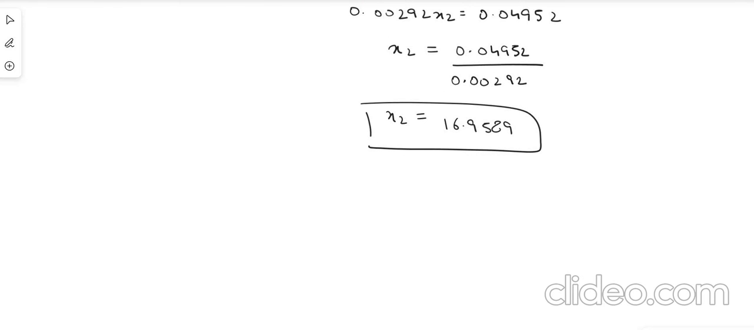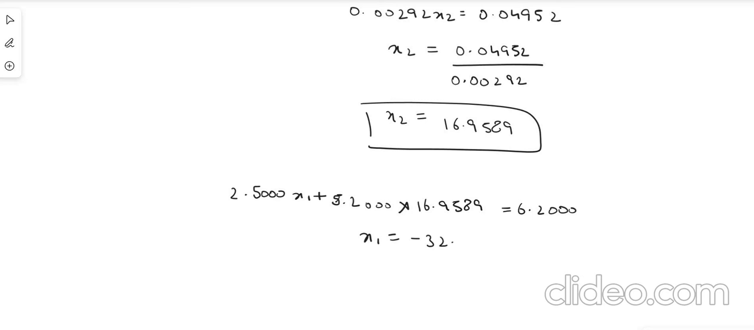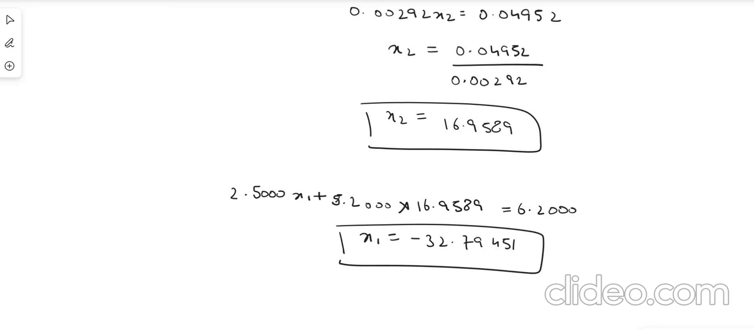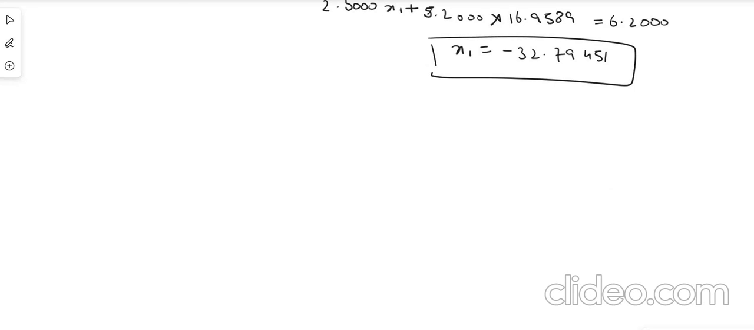Now using the value of x2 to get the value of x1, we put the value of x2 in the first equation, that is 2.5000 into x1 plus 5.2000 into 16.9589 equal to 6.2000. Solving the equation, we get the value of x1 equal to minus 32.79451. This is the value of x1 which we get after solving the equation. So this is case 1. Now we will look at case 2.